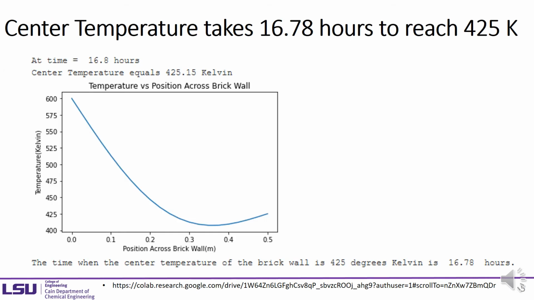My code ran for approximately 170 iterations, and the graph shown below is the last iteration that was conducted at a time of 16.8 hours and 425.1 degrees Kelvin. It shows the temperature in Kelvin at each position across the brick wall, and the statement at the bottom states that the center temperature of the brick wall is 425 degrees Kelvin when the time is equal to 16.78 hours.